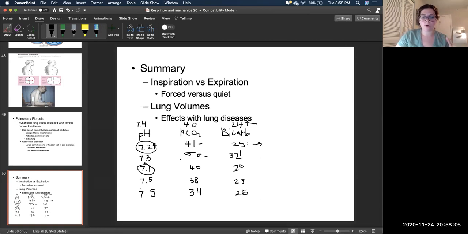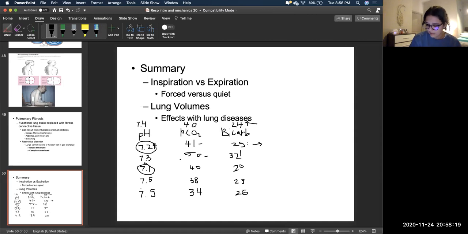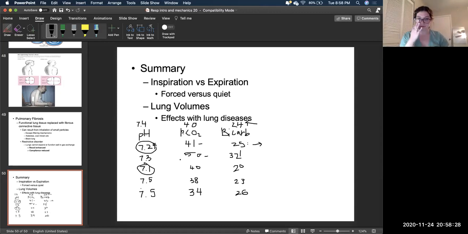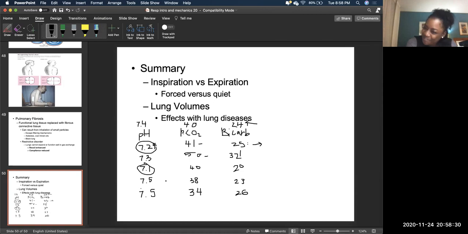There's no more CO2 for there to be more hydrogen ions, so that wouldn't really have an effect on it. It wouldn't be respiratory, it would be metabolic acidosis, like you said. And I have a question: is there any compensation? No. Perfect.